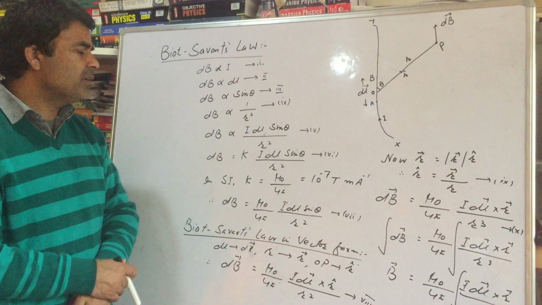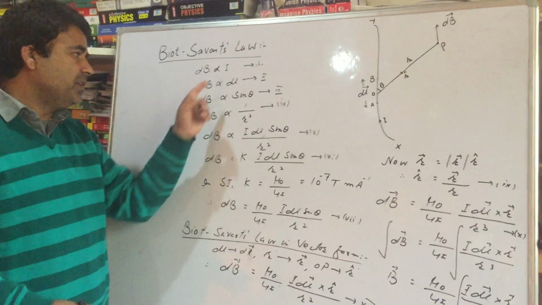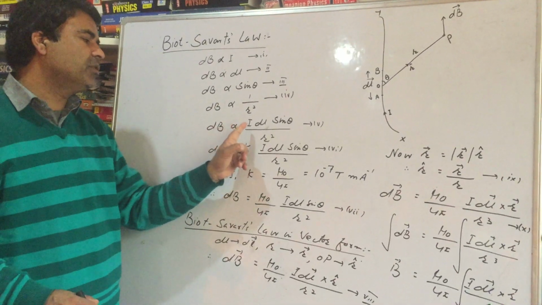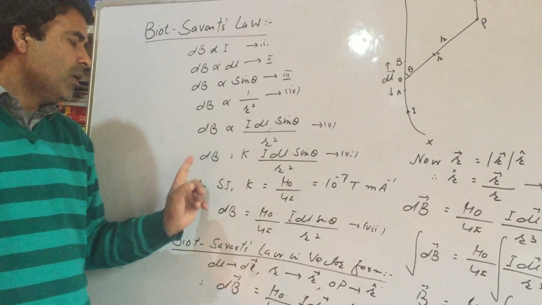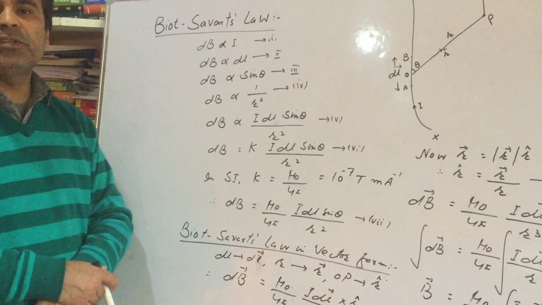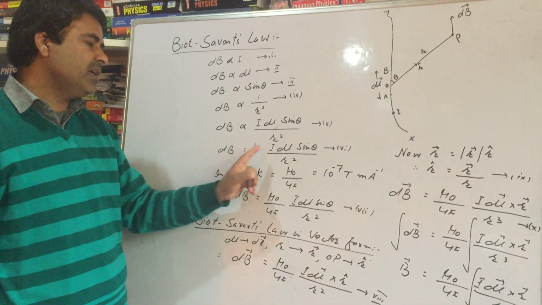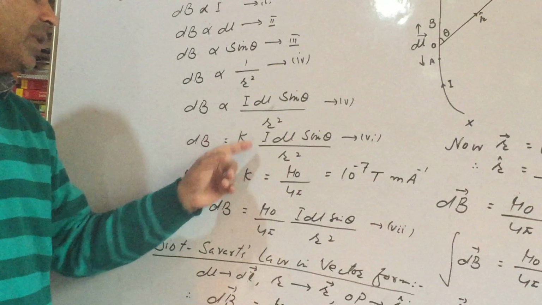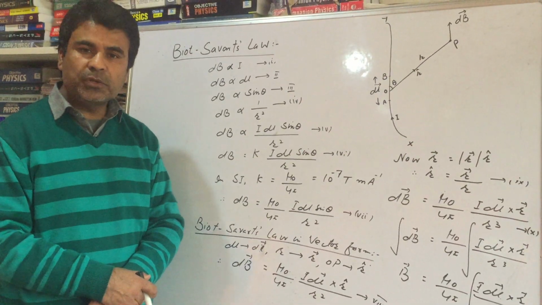Now, we have to combine. When we combine these four equations, we get dB proportional to I dl sine theta by r square. To change proportionality into equality, we have to write some constant, that is dB equals k I dl sine theta by r square, where k is the constant of proportionality.